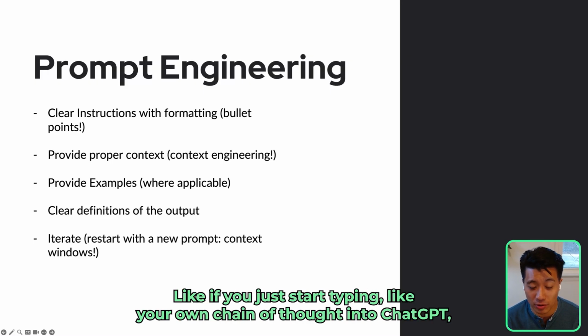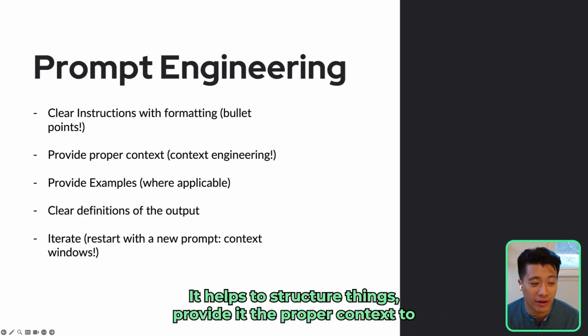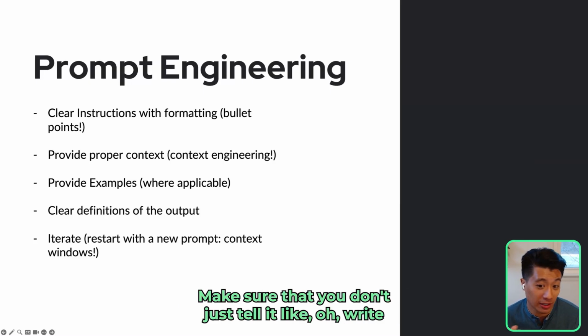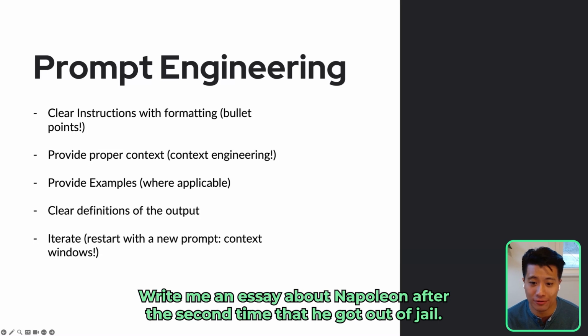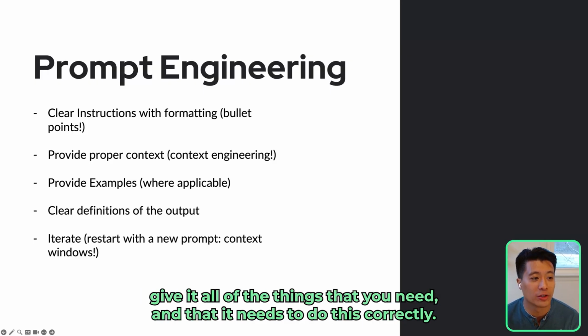If you just start typing your own chain of thought into ChatGPT, it might get confused because what you wrote down was confused and incoherent. It helps to structure things. Provide it the proper context. Do context engineering where you're giving it a lot of information. Make sure that you don't just tell it, oh, write me an essay about Napoleon. Write me an essay about Napoleon after the second time that he got out of jail. And then with this context and with that context and considering this, give it all of the things that it needs to do this correctly.